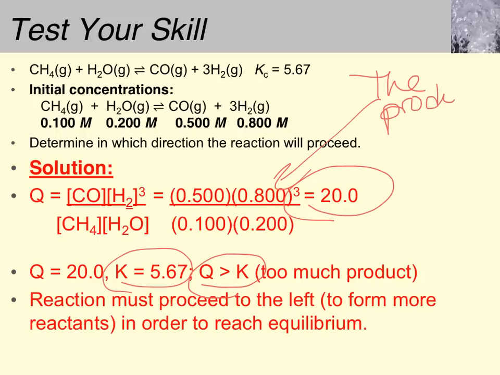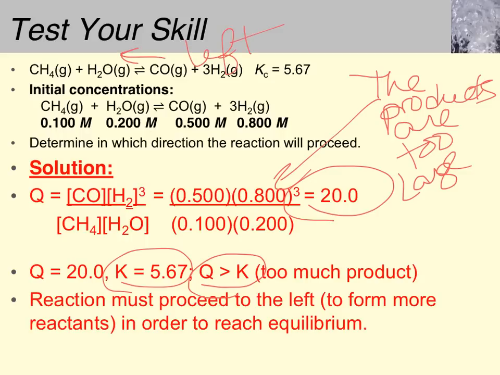which means the numerator, or the products, are too large, or too high of a concentration of product. So if that's the case, which way will a reaction shift to get rid of some of the product? There's too much product. So a reaction will shift left. And so that is the correct answer.